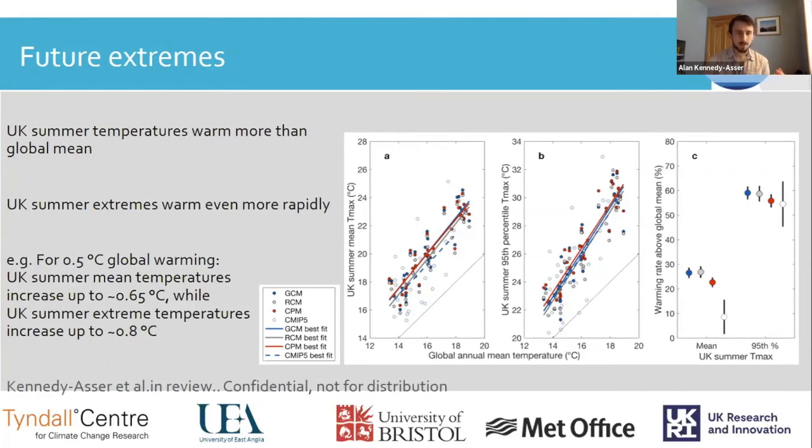There's obviously a bit of spread there, but the implications this would suggest are that if you had an extra half a degree of warming, say between 1.5 and 2 degrees globally, UK summer temperatures might increase by 0.65 in terms of the summer mean, or the extremes could increase by 0.8 degrees Celsius for half a degree of global warming. Next slide, please, Rachel.